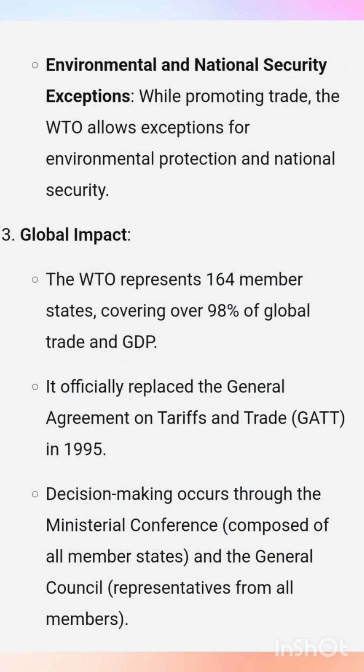Environmental and national security exceptions. While promoting trade, the WTO allows exceptions for environmental protection and national security. Global impact. The WTO represents 164 member states, covering over 98% of global trade and GDP. It officially replaced the General Agreement on Tariffs and Trade, GATT, in 1995.